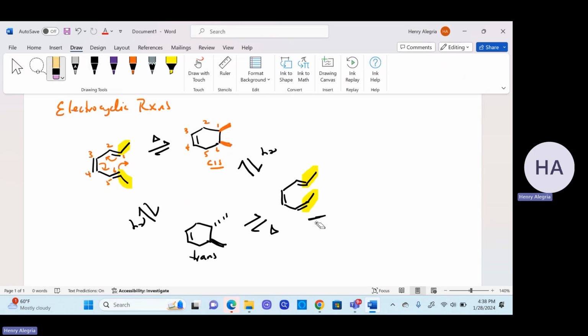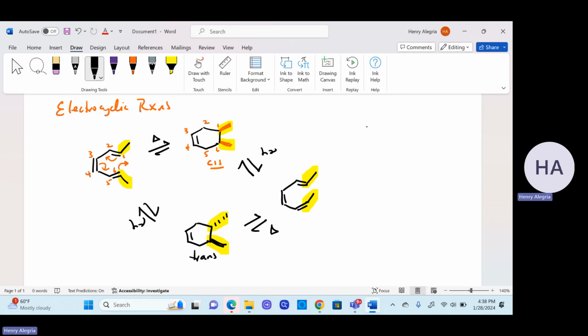So you notice here that the orientation of the substituent changes, and it seems to be changing depending on whether I am using heat or using light. That's the important thing. Now, I can also do this using the following system.